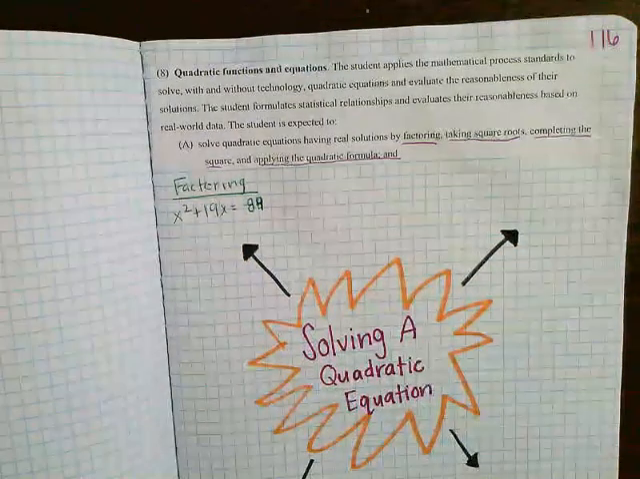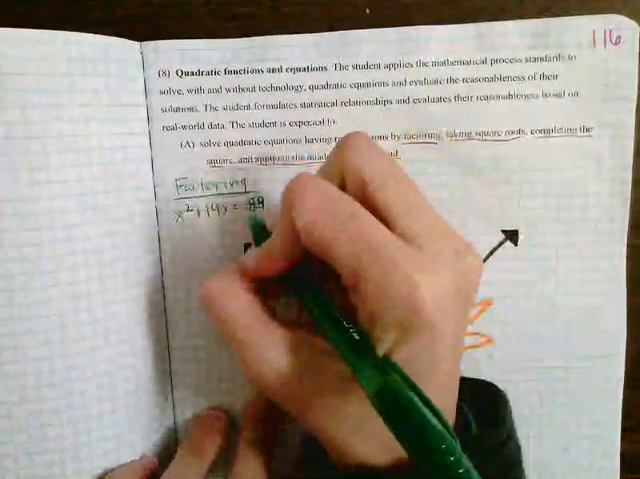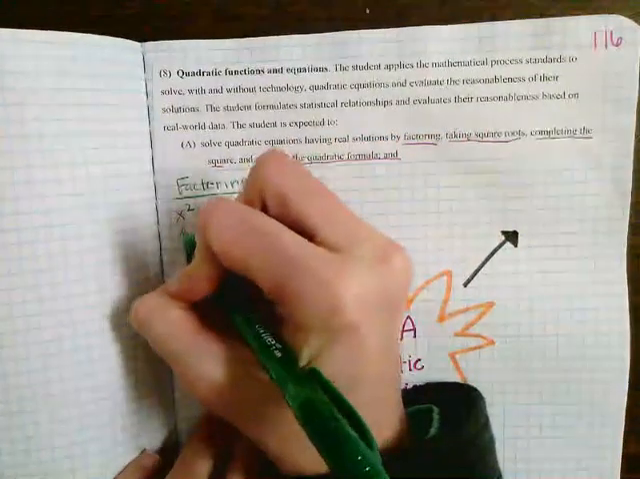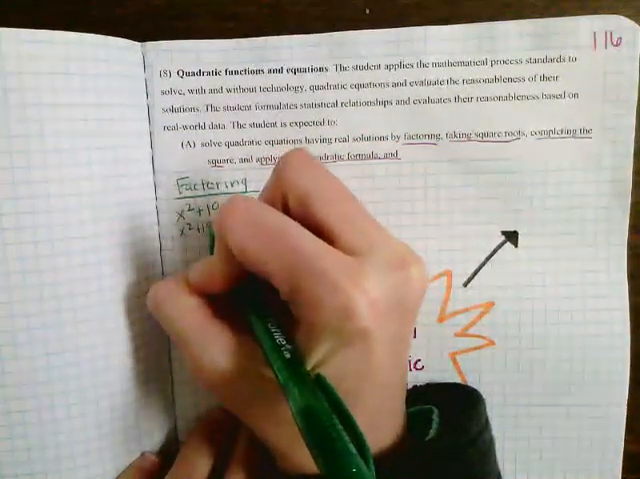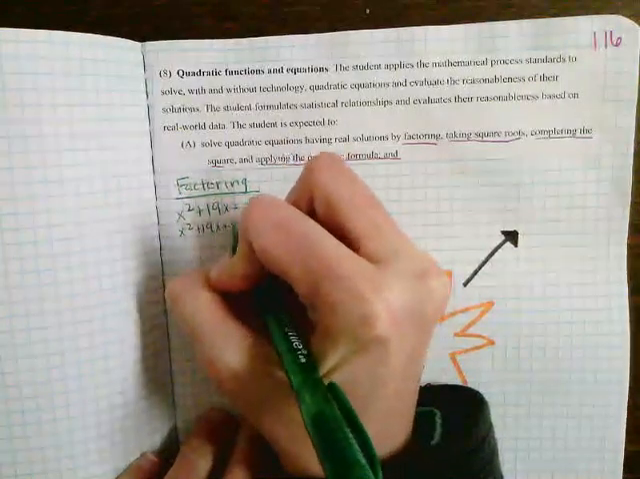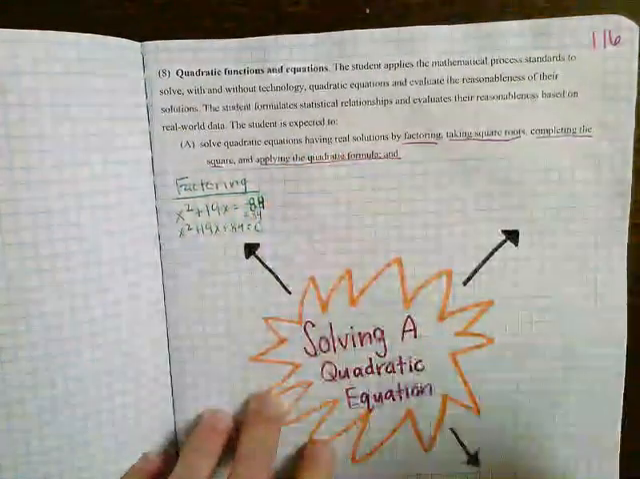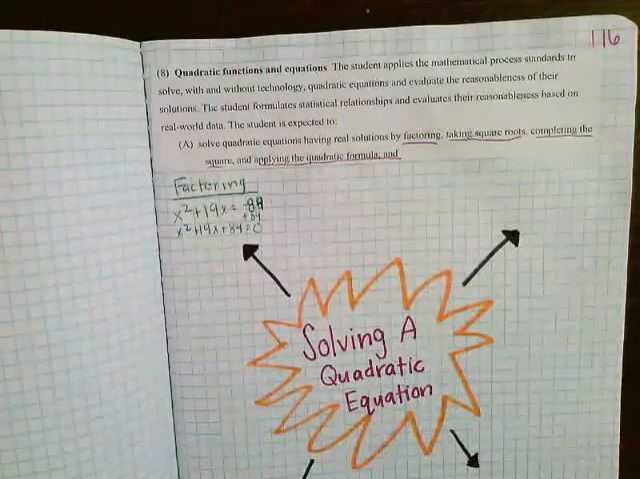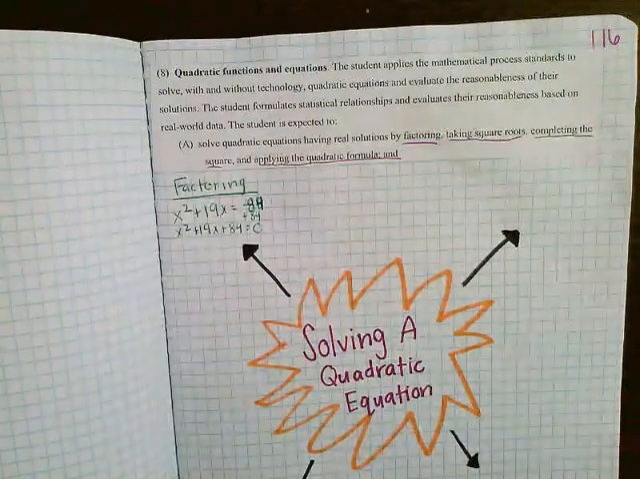So the first thing we have to do is move over this 84 so that it is equivalent to 0. So x squared plus 19x plus 84 equals 0. We're trying to see where the graph crosses the x-axis when we're doing this. We're trying to find the solutions, the zeros.